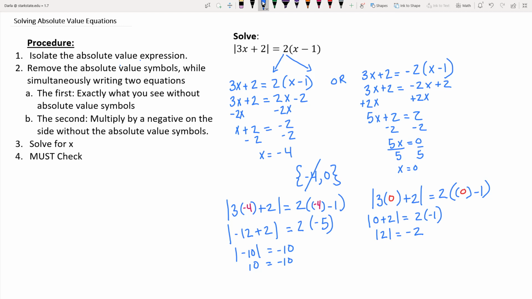But the absolute value is positive, so this is positive 2 equals negative 2. Well, that's a false statement. So since that's a false statement, again, 0 cannot be a solution. So we have a set with nothing inside as far as solutions. So our solution is the empty set.